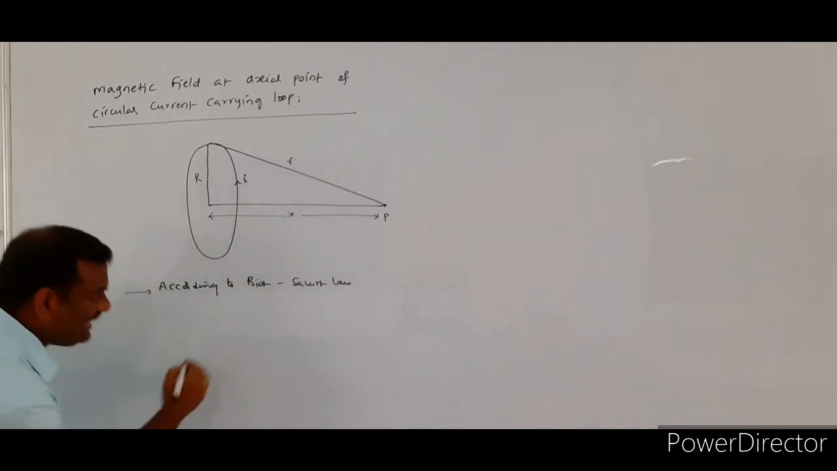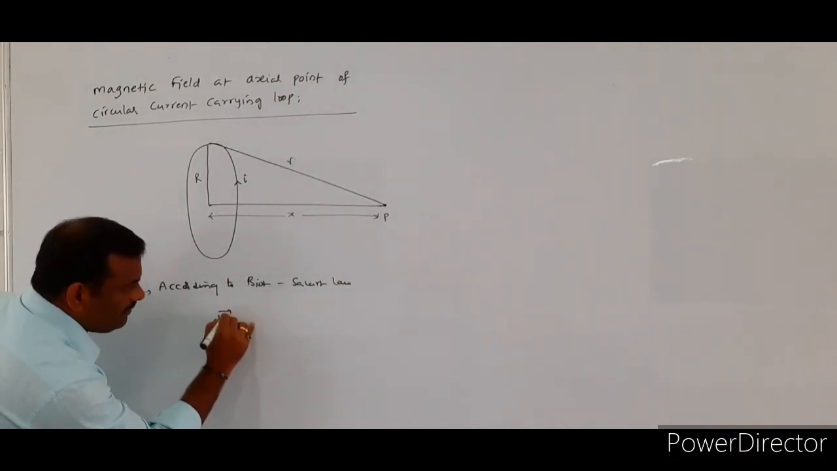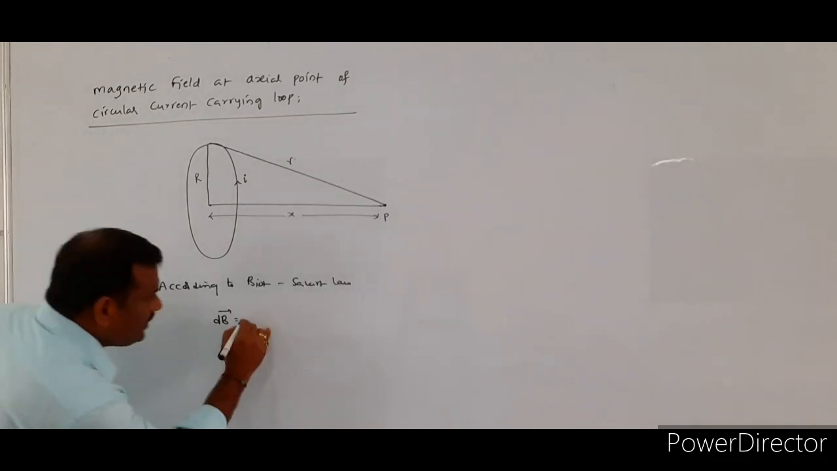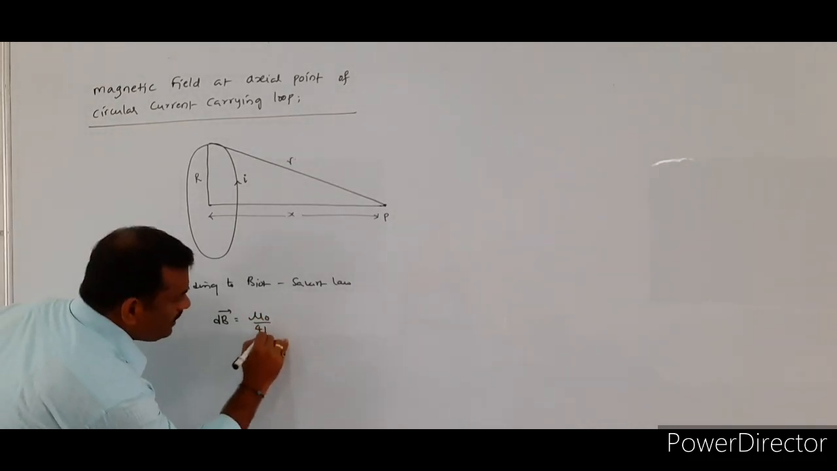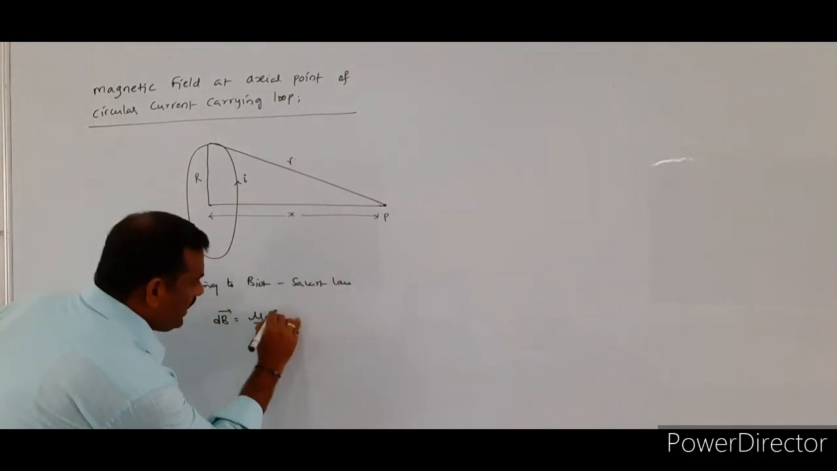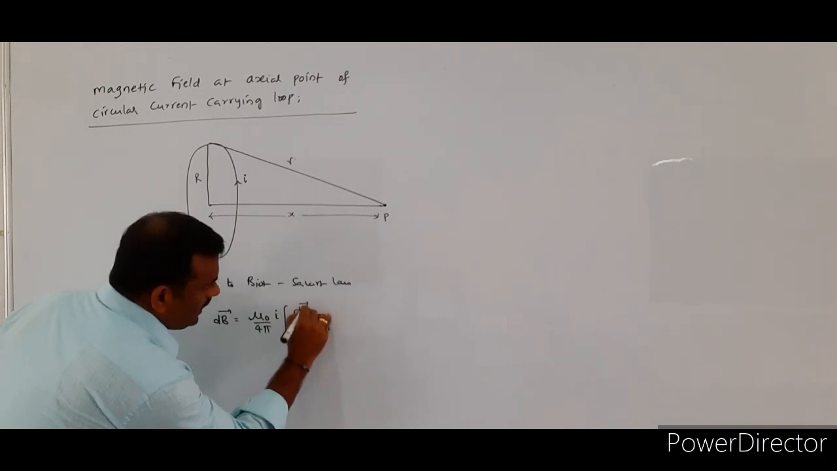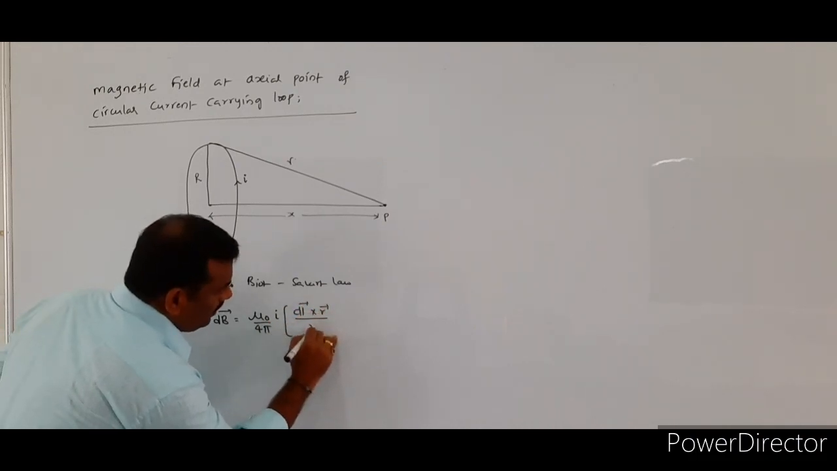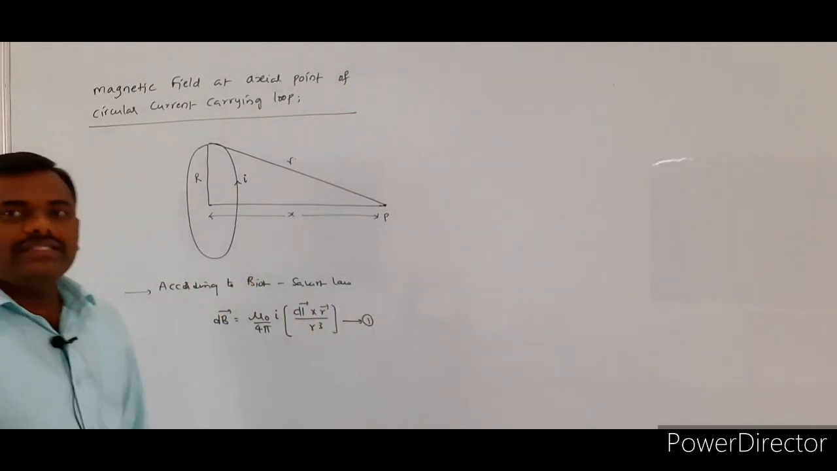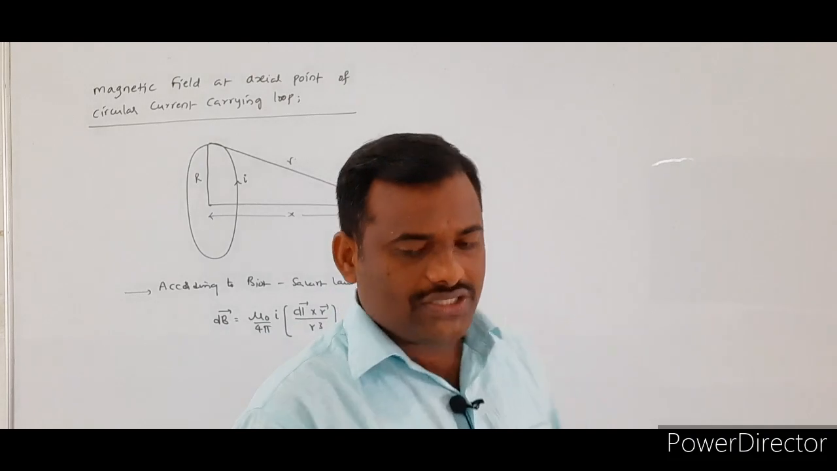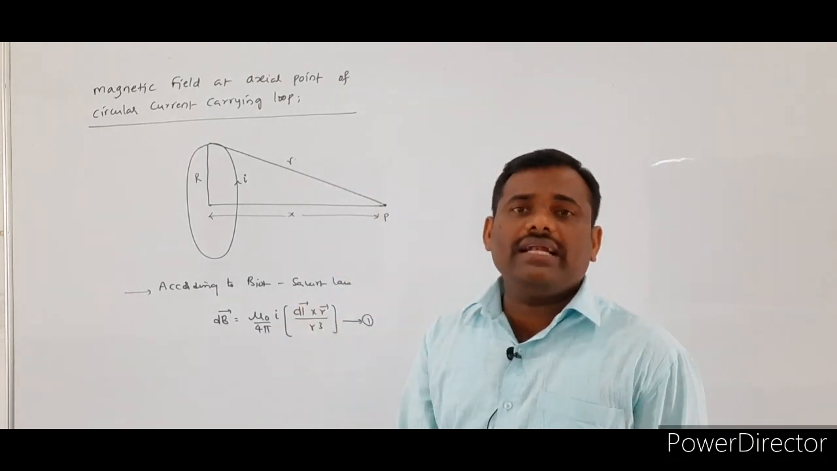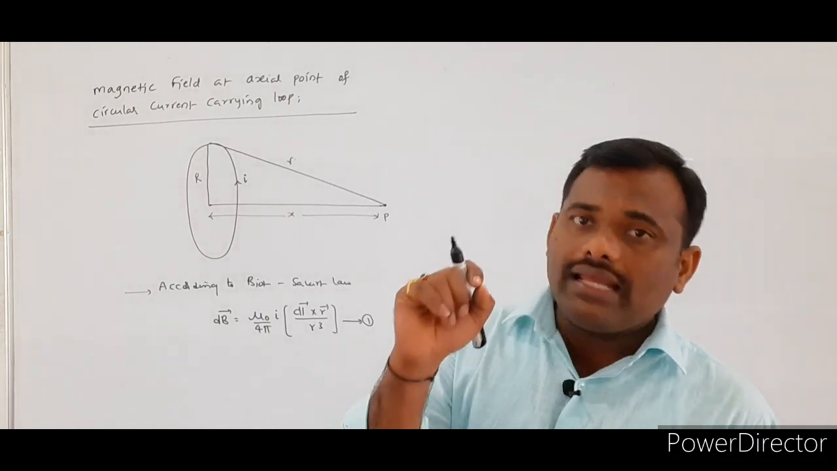the magnetic field intensity due to the small element will be given by, in the last topic we derived that value, is equal to mu naught by 4 pi, I into dl bar cross r bar by r cube. This is the equation we derived in the last lecture. So dB bar is indicating what? The magnetic field intensity due to the small element.